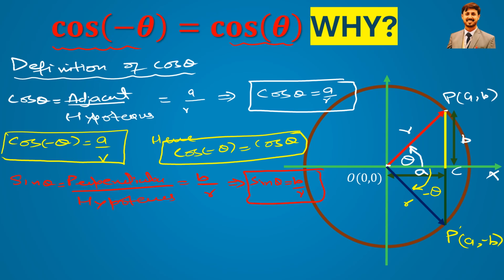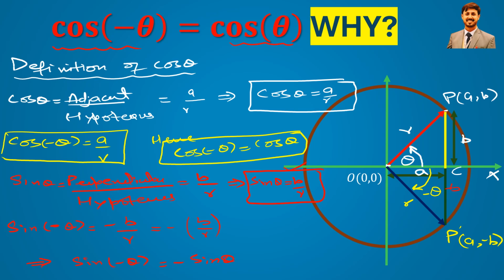In the case of sine of negative theta, we need to consider the triangle on the lower side, O, C and P prime. For that triangle, the perpendicular is negative B, because it is now on the negative side of the y-axis. So this equals minus B by R. We can separate the negative sign, and B by R was sine theta. So sine of negative theta equals negative sine theta.